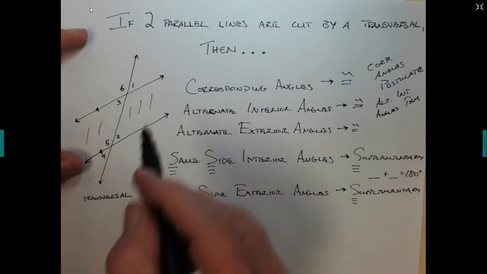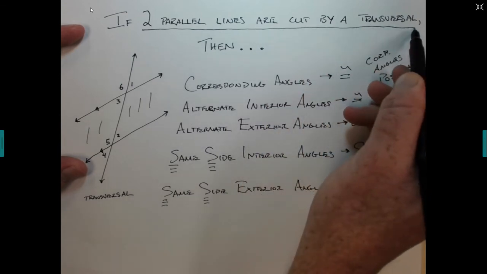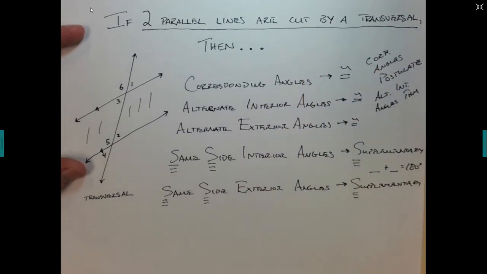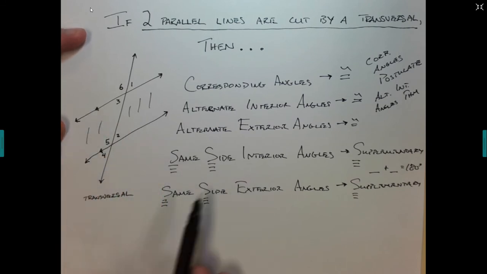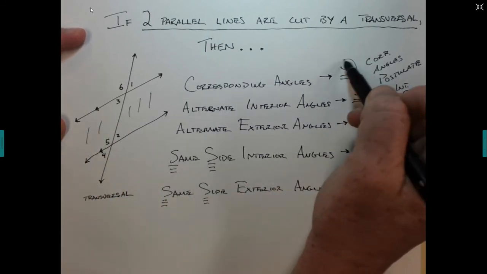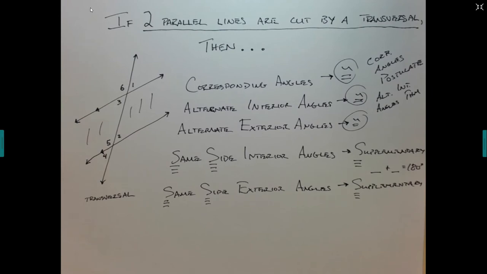All right, last time, remember, we talked about conditional statements. As long as I have this hypothesis, as long as I know that I have two parallel lines that are cut by a transversal, then I know all of this great information. I know these groups are supplementary. It's a bunch of great information.